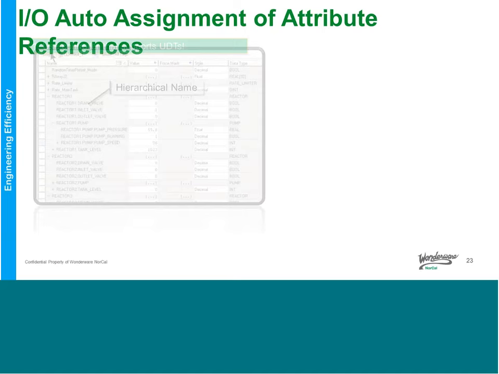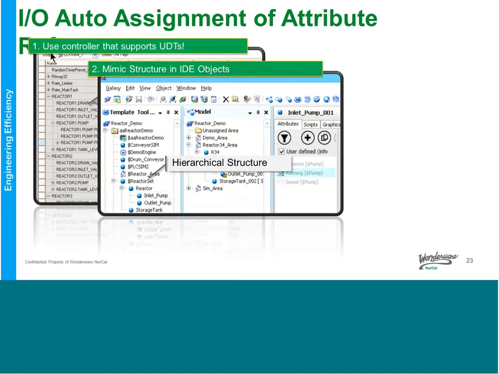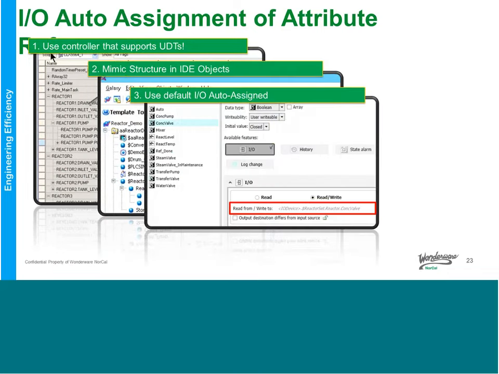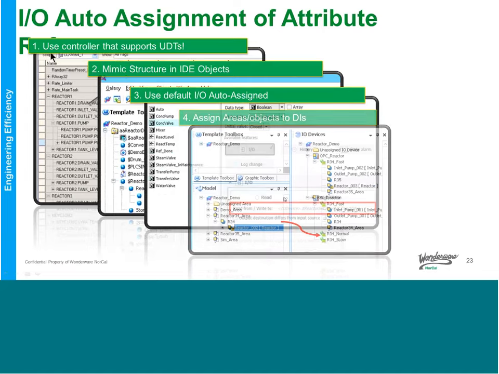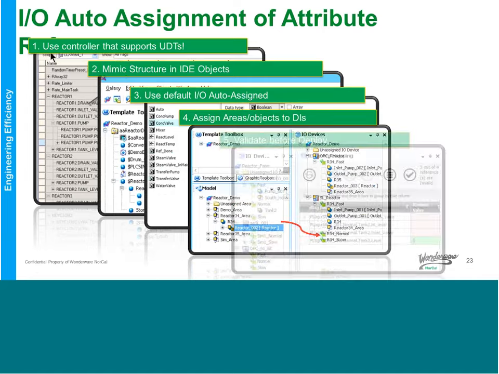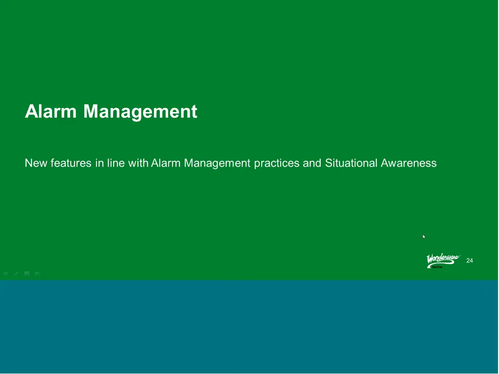Here's another workflow. I've got my hierarchical name in my PLC. I've got my hierarchical structure in Wonderware. And it automatically creates a reference name based on my structure in Wonderware that matches the PLC. I drag that object or that area to my topic, which points to the PLC driver, and it automatically can read the data from the PLC, and I can verify that. So we'll do a demo on that.